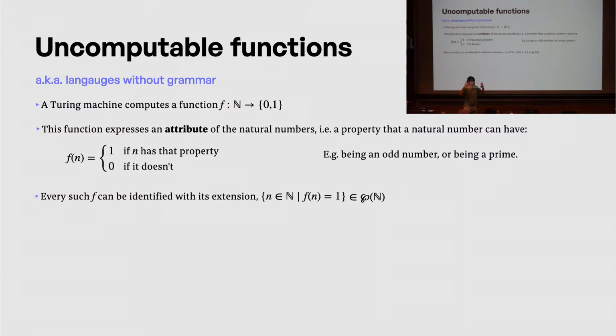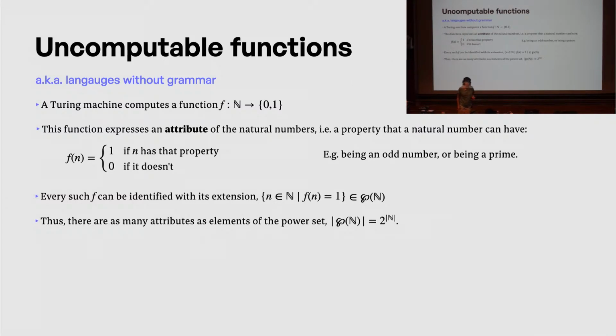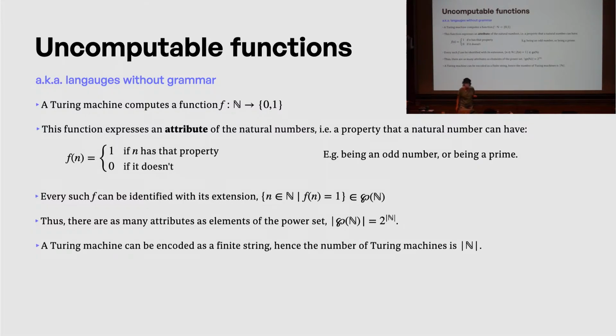So you can imagine that the power set of the naturals is like the set of all of its attributes, if you identify attributes with the extension of the attribute. Therefore, there are as many attributes as elements of the power set, 2 to the cardinality of the naturals. On the other hand, a Turing machine can be encoded as a finite string, and finite strings can be identified with the natural numbers. So the number of Turing machines is the cardinality of the naturals.